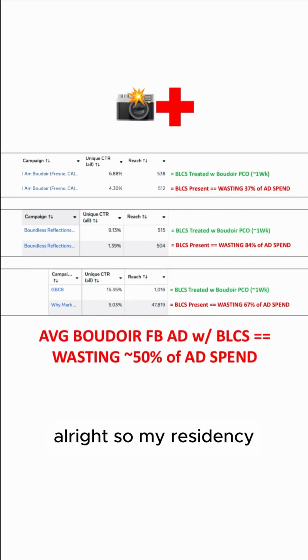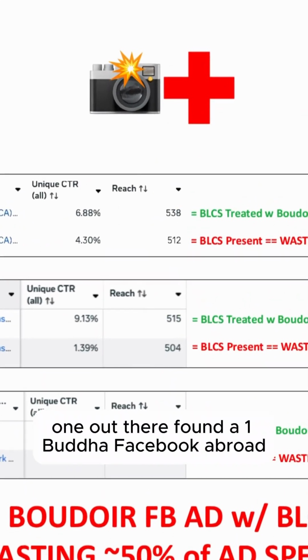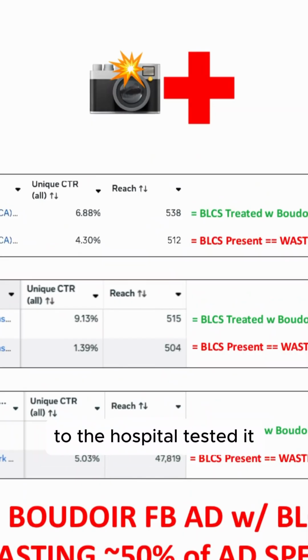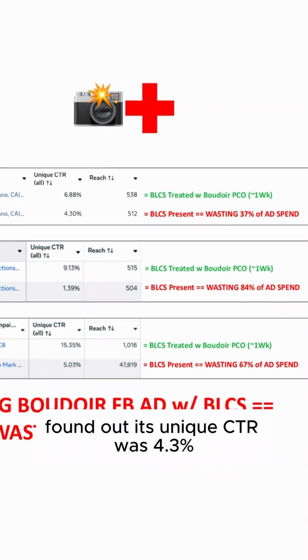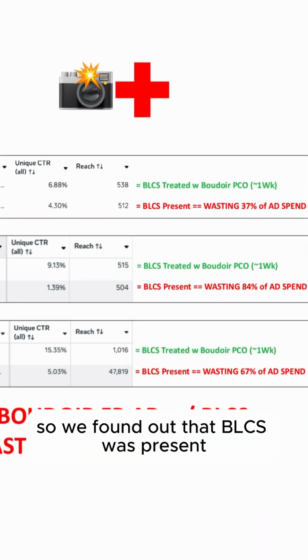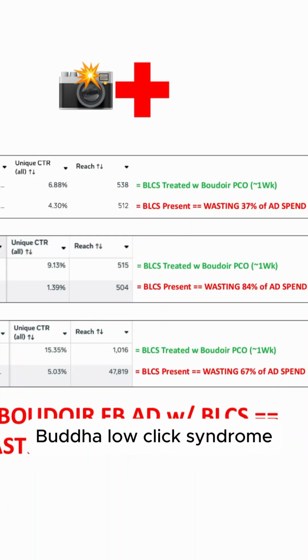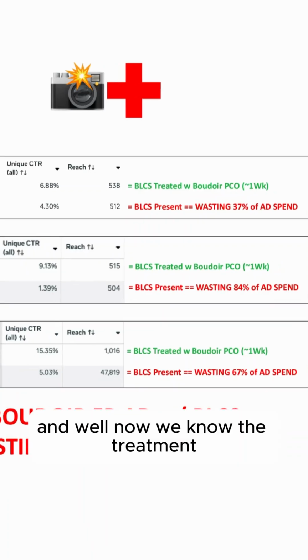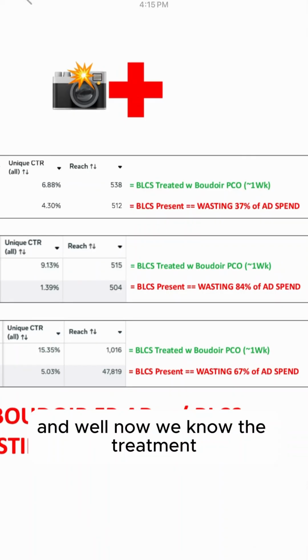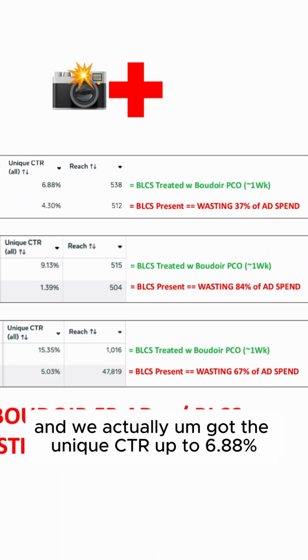Boom. All right, so my residency went out there, found one Boudoir Facebook ad, brought it to the hospital, tested it, and found out its unique CTR was 4.3%. So we found out that BLCS was present. Unique CTR under 6% means BLCS is present, Boudoir low click syndrome. And well, now we know the treatment. We treat it with Boudoir Pico. It takes about a week. And we actually got the unique CTR up to 6.88%.